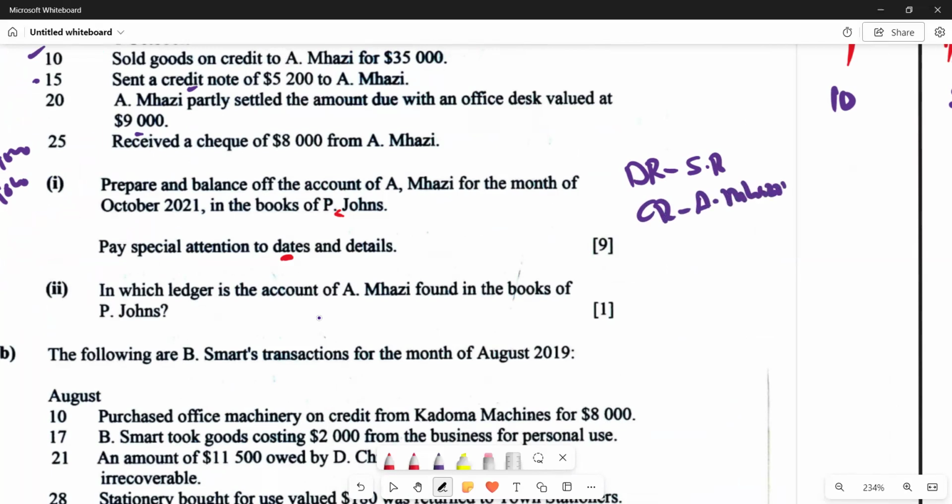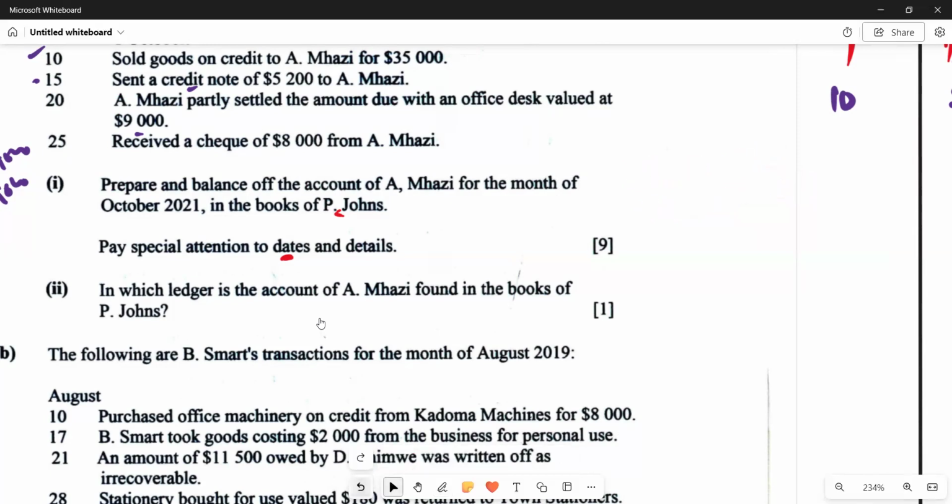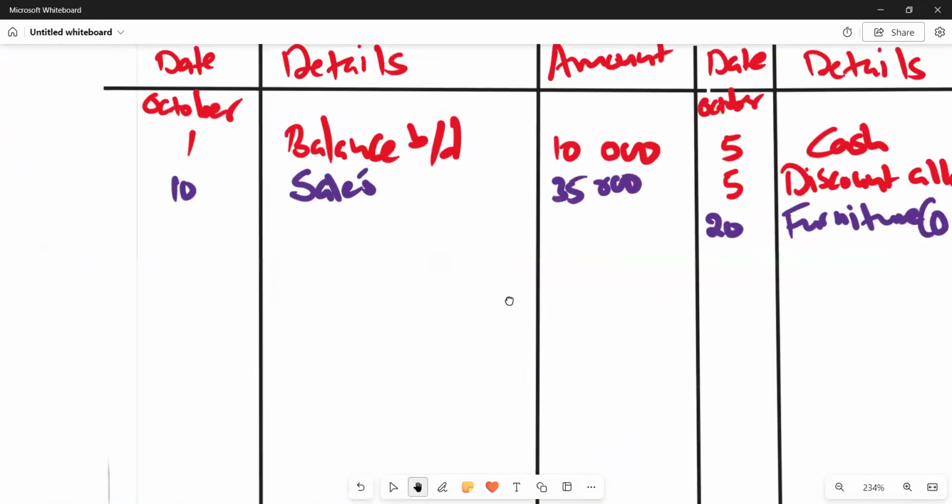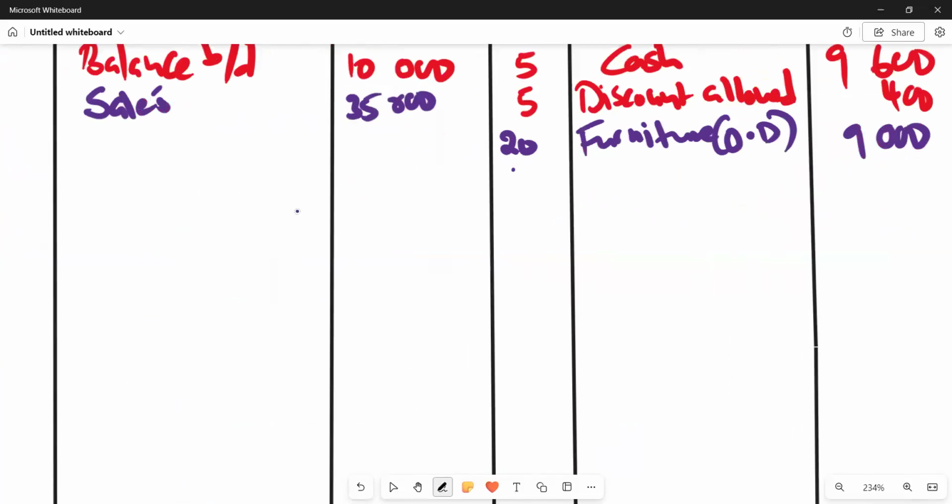And obviously the amount that we have is 5,200. So this is what we have. So we can try to enter it as such. We go to the credit side, and the date is 15. We are saying these are sales returns, and the amount is 5,200.